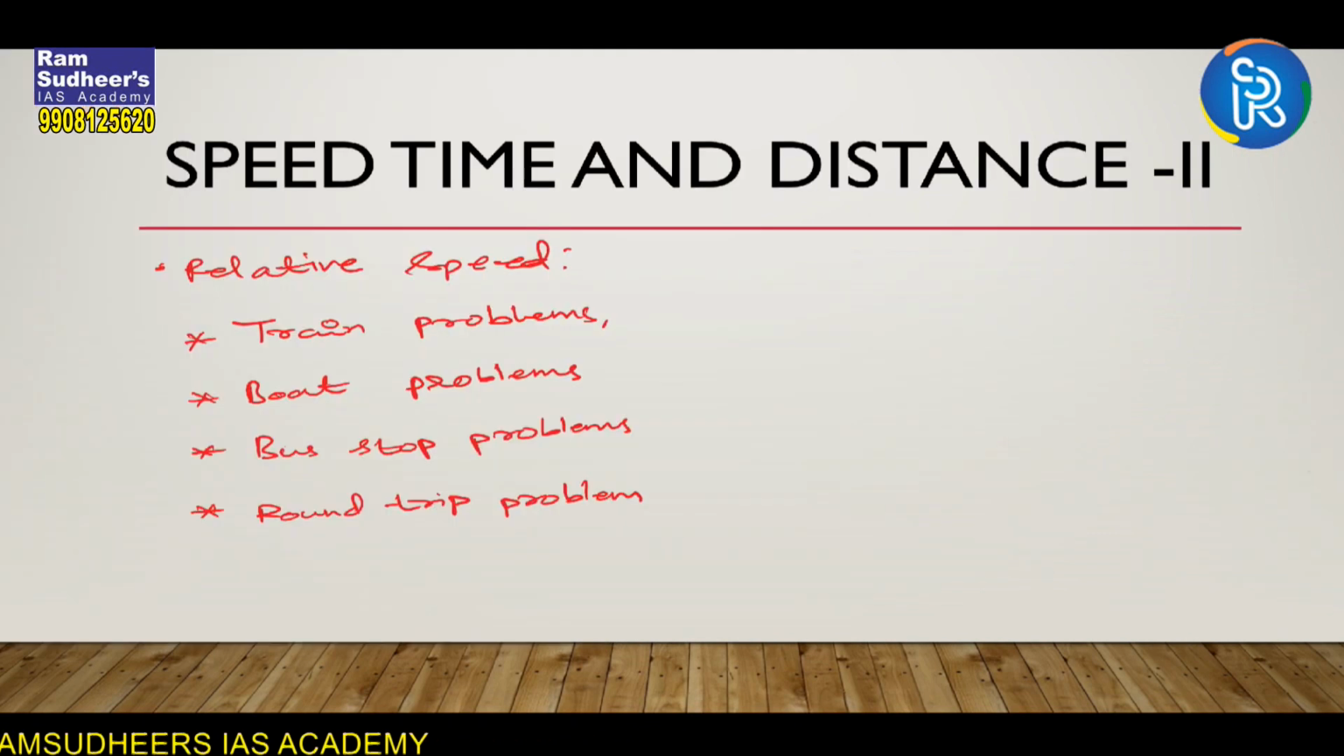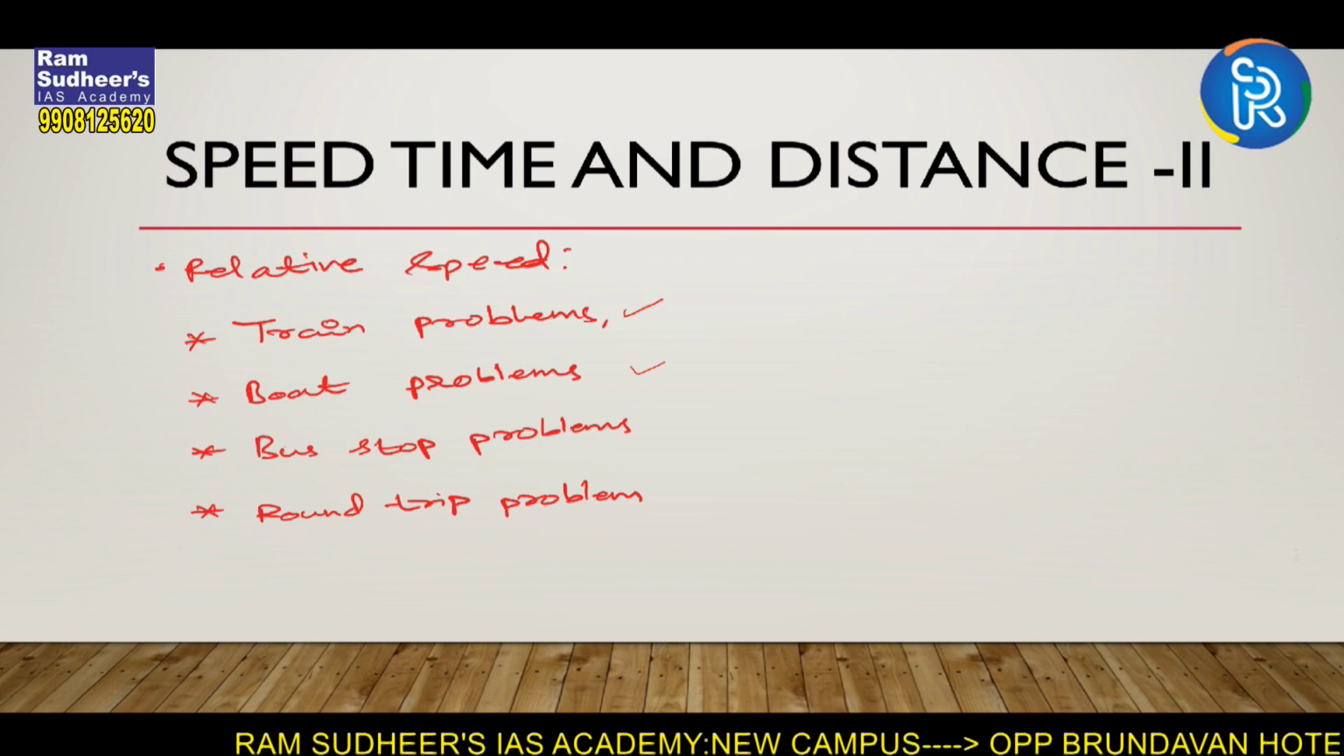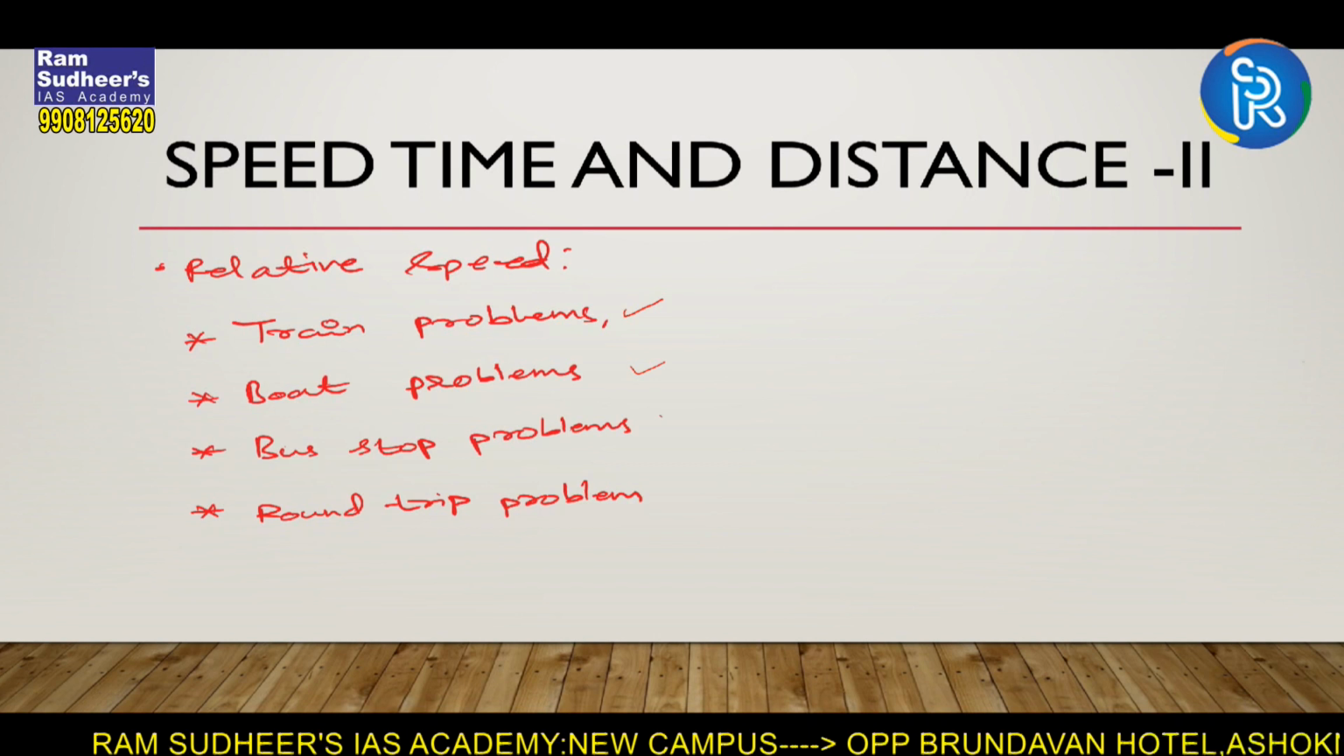In this video, we are going to discuss concepts of relative speed, and the sub-problems in this topic are problems related to trains, problems related to boat like upstream and downstream, problems related to bus stop like a bus is moving with certain speed. When stoppages at the bus stops are included, it has certain speed, and without stoppages, it has certain speed. Those problems are dealt over here.